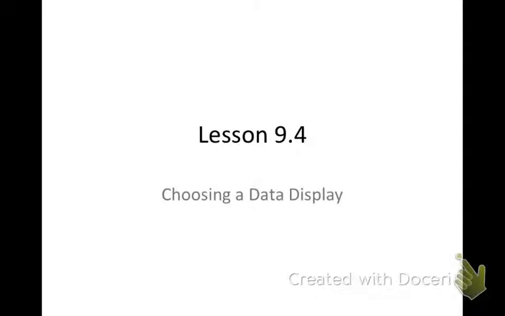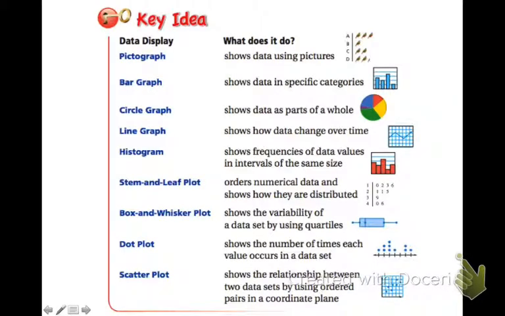This is lesson 9.4, choosing a data display. The main thing to look at when choosing the data display is what type of data that you have. So you can see in this key idea from your textbook, you have all the different types of data displays that you've interacted with over the course of your mathematics education and what it does, and then an example of it. So when you're looking at a pictograph, you want to show data using pictures.